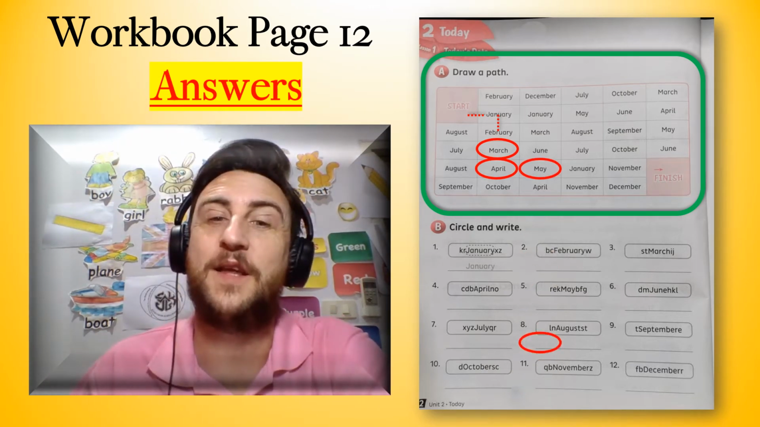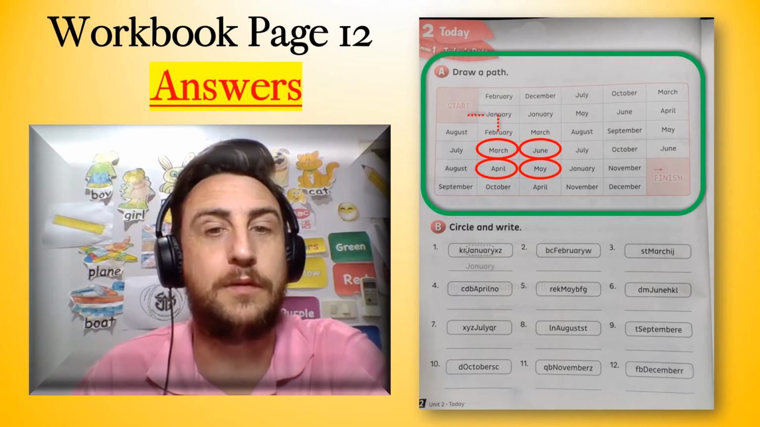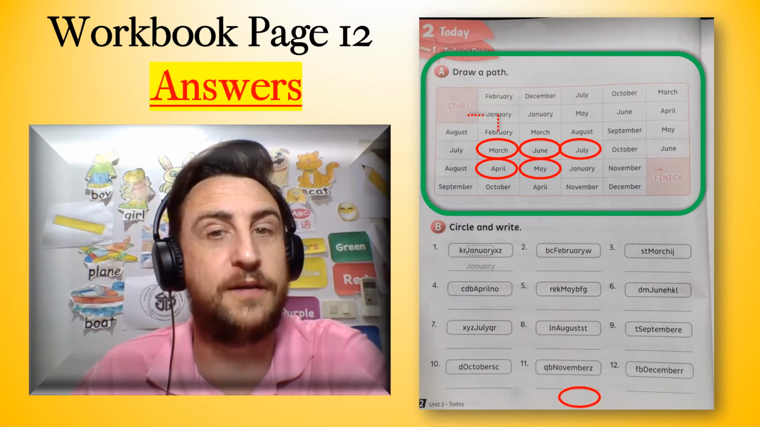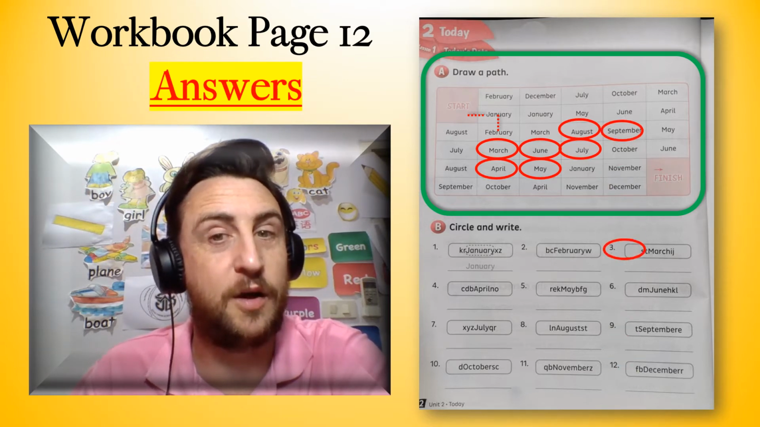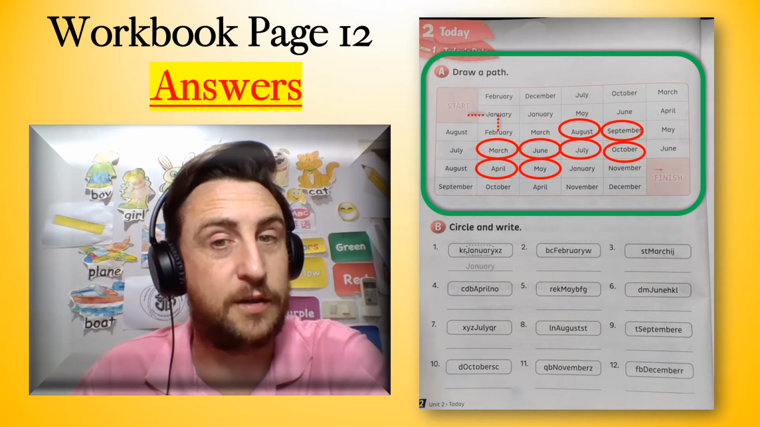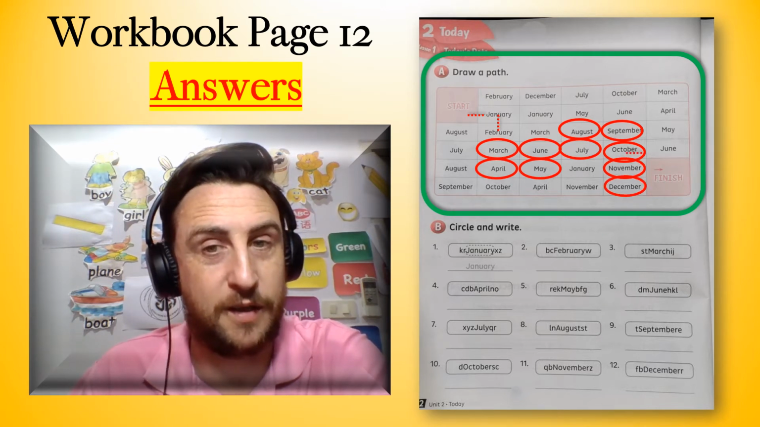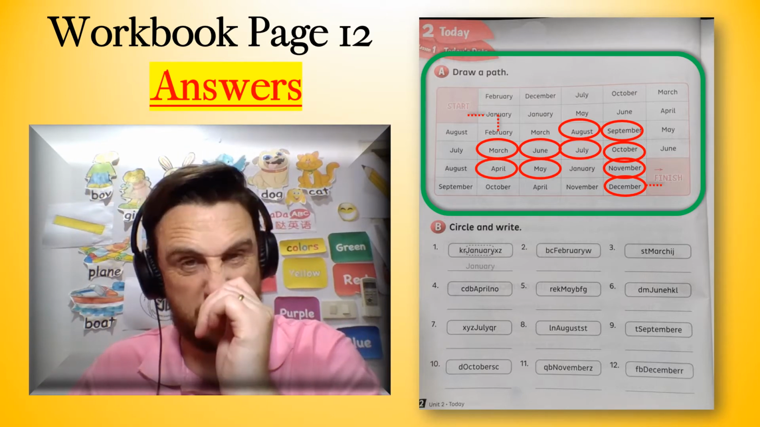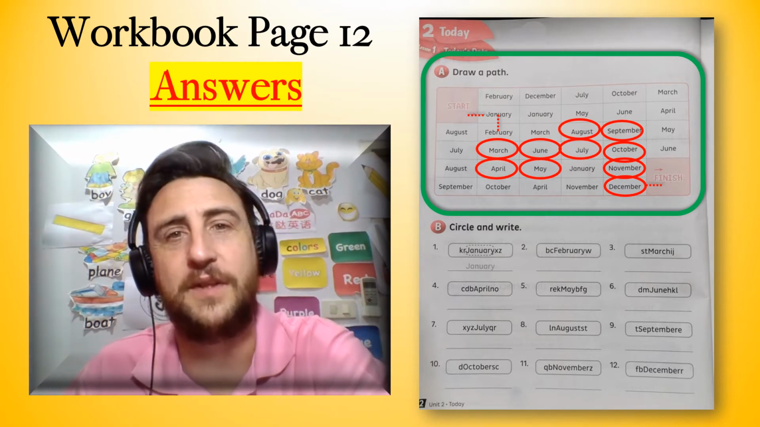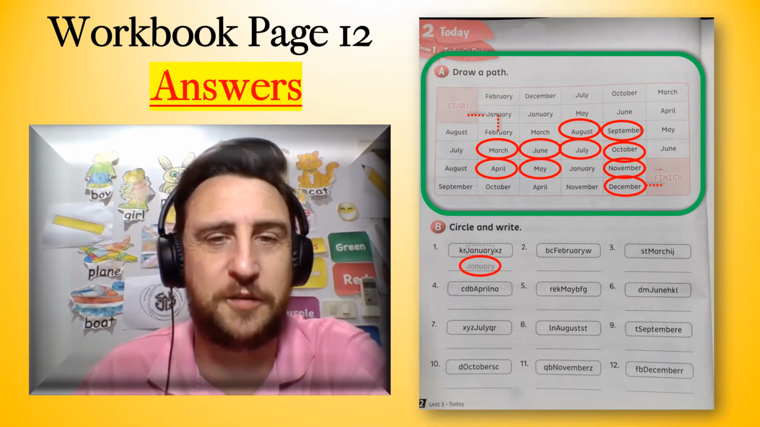May, June. Now where do we go from here? July, August, September, October, November, December. And you are finished. Did you do it? I'm sure you did. I think that was very easy. Very easy. Okay, let's look at part B.